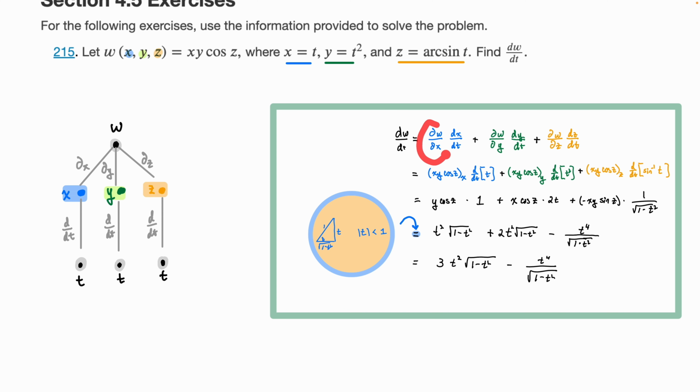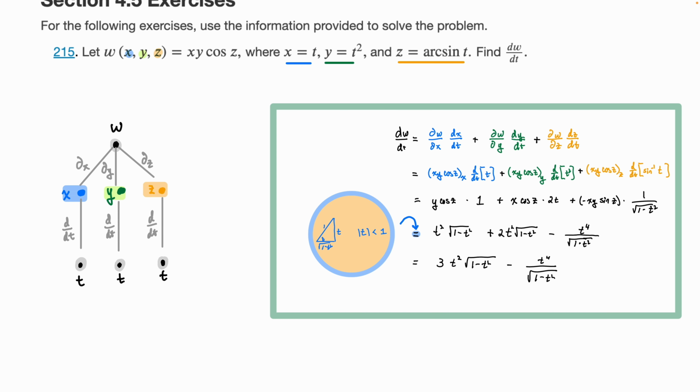Next, you simply look at all of the factors. This is a partial of w with respect to x. Here is w, x, y, cosine z, then partial with respect to x. You know that the y and the z are held constant, and the derivative of x is simply 1, so that partial is y cosine z. You do the same thing, look at the definition of x depending on t, plug in for x, get d/dt of t, and produce 1.